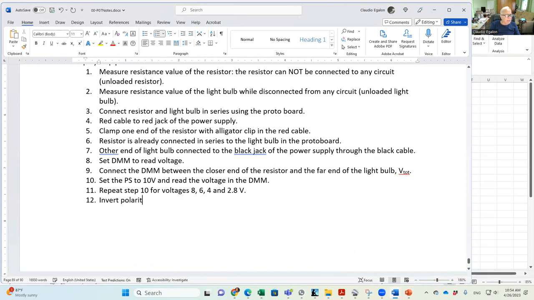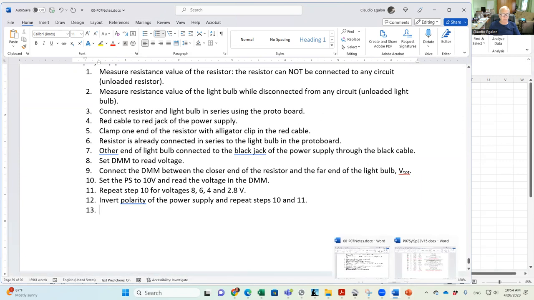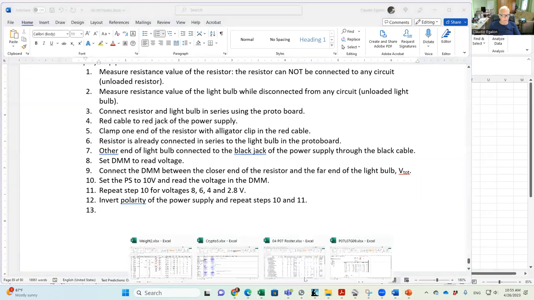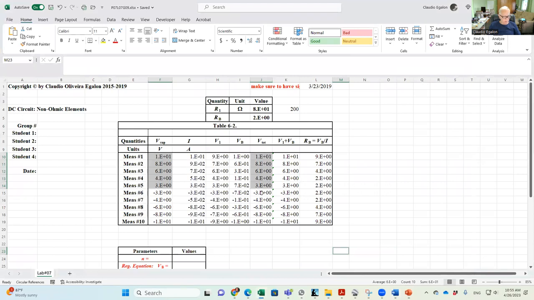Invert polarity of the power supply and repeat steps 10 and 11. Because you inverted the polarity, you are going to end up getting a value that's negative for the voltage. It's going to be almost the same value. It doesn't have to be exactly the same value, but it's going to be very close. This one is positive 3, this one is negative 3. Right here is the same thing. First set of data.